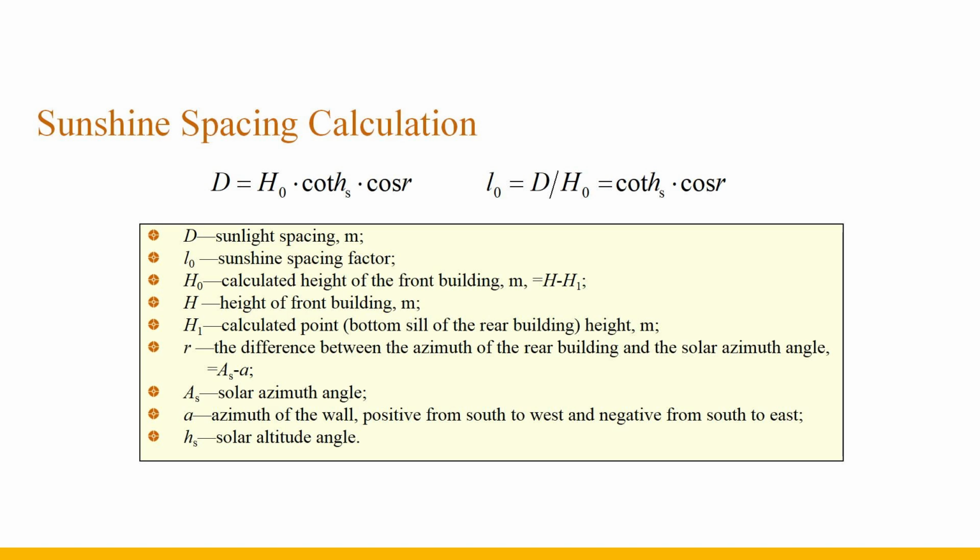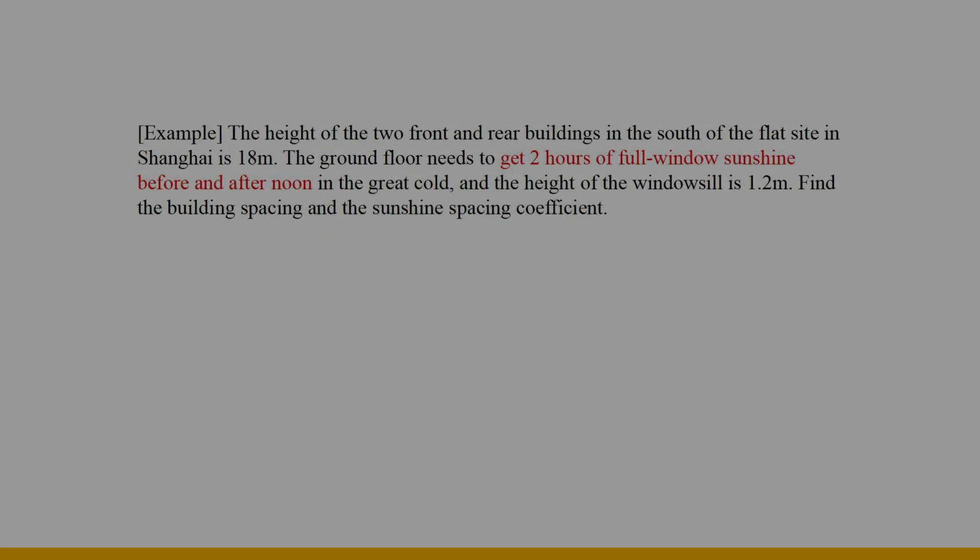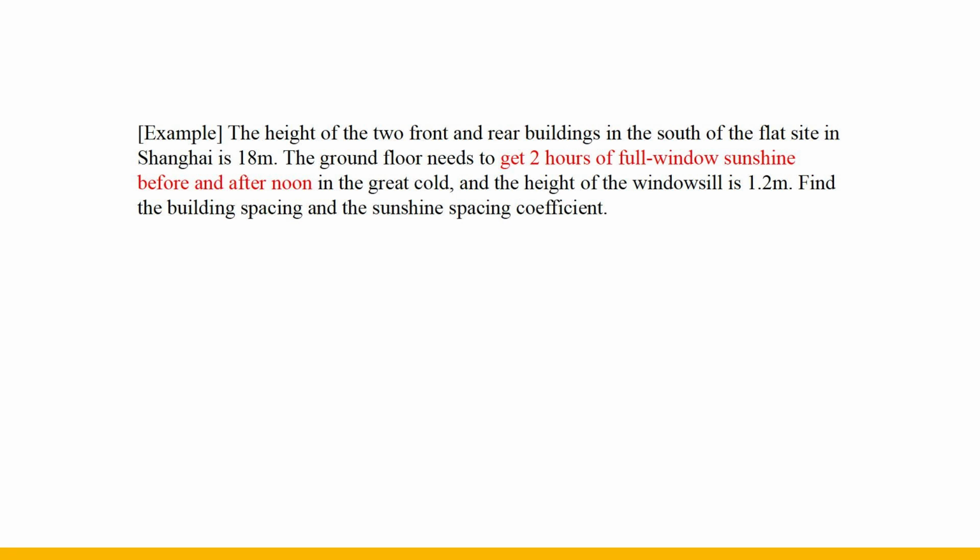Next, let's do an exercise. It is known that there are two front and rear buildings facing due south on a flat site in Shanghai, each with a height of 18 meters. It is required that the ground floor on the Great Cold Day gets 2 hours of full window sunshine before and after noon, and the height of the window sill is 1.2 meters. Find the building spacing and the sunshine spacing coefficient.